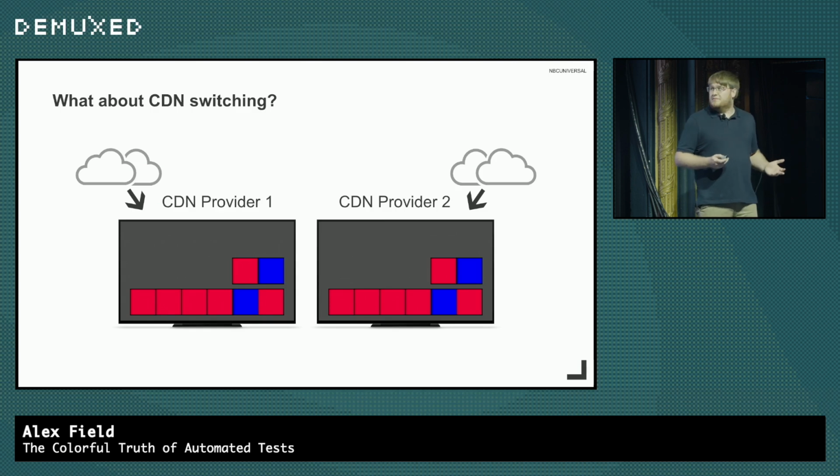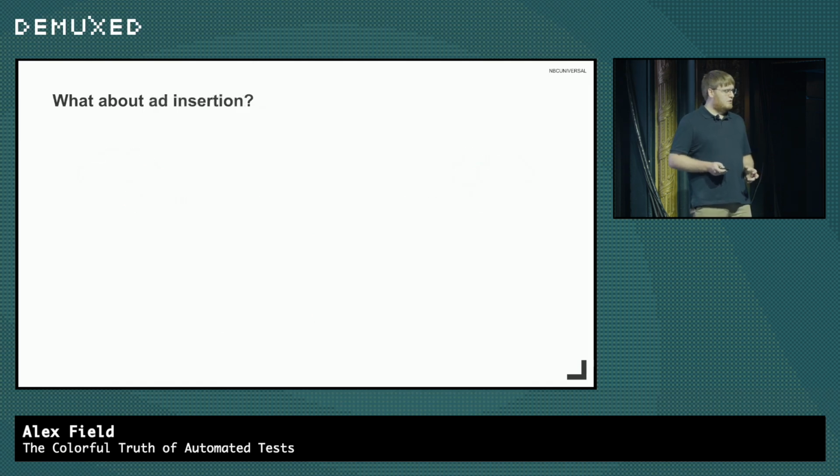But again, we're doing these mock streams. We're not really testing the full end-to-end journey. We're focusing in on testing the player functionality. So why don't we just have different source content for each CDN as well? And now we can determine what's on the screen, where it actually came from, and we can test these features such as CDN failover. Finally, what about ad insertion?